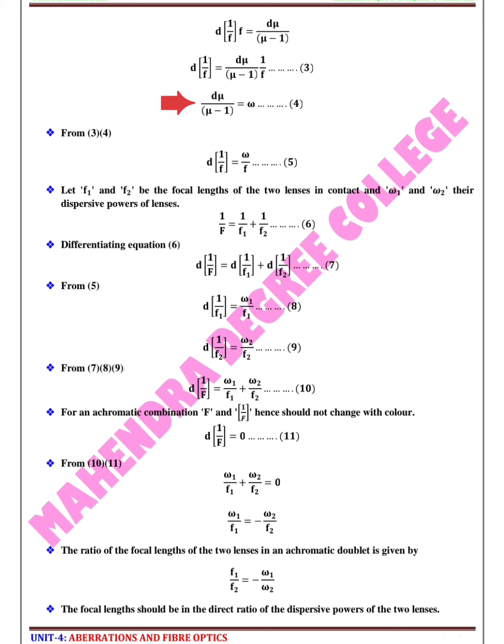Dispersive power omega is defined as omega equals d mu by mu minus 1. This is equation number 4, where mu is the refractive index, and d mu is the change in refractive index with respect to color.